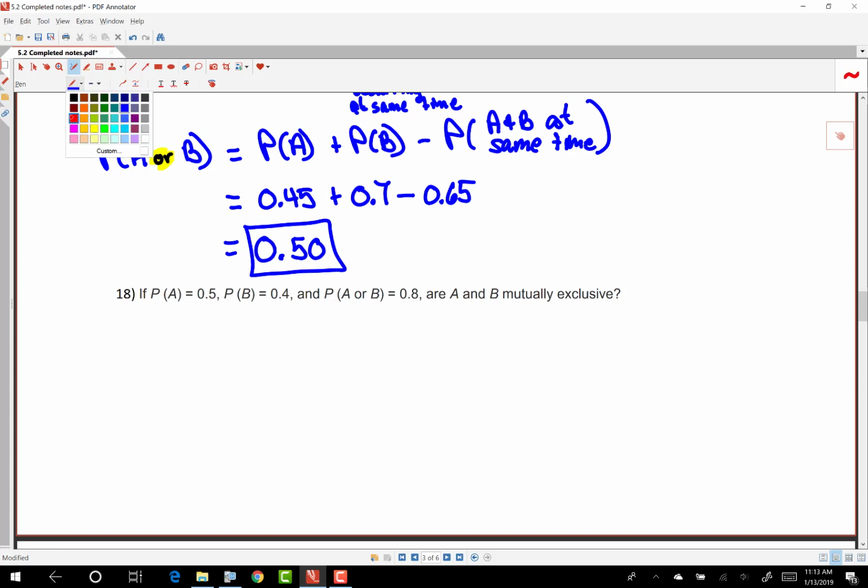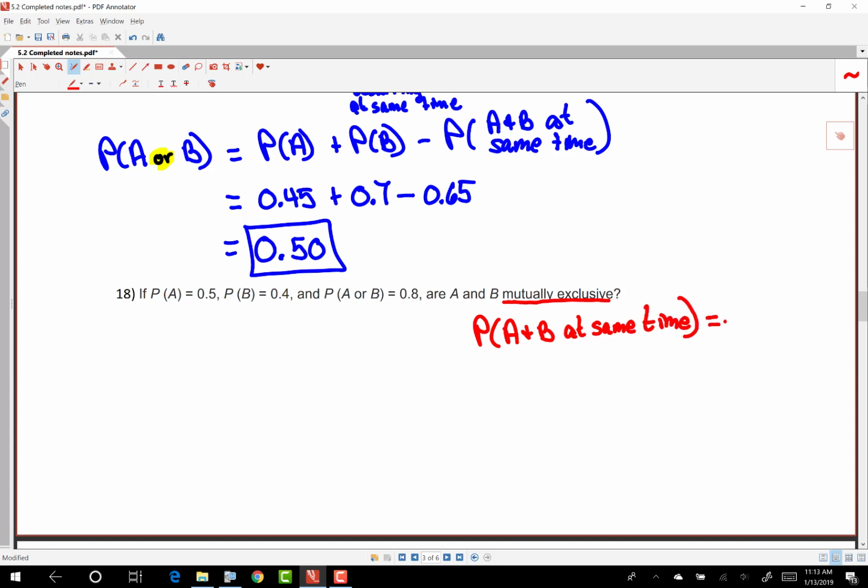Okay, well, let's think back to what mutually exclusive means. If two events are mutually exclusive, then the probability of A and B at the same time is 0, because it can't happen. So what we're going to do is plug these values they give us into the addition rule and see if the probability of A and B at the same time is 0. If it is, then they are mutually exclusive. If it's not, then they're not mutually exclusive.